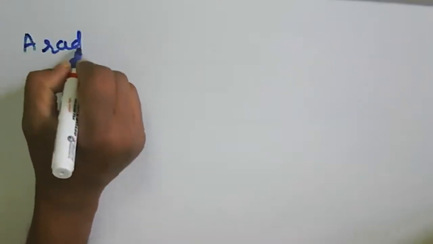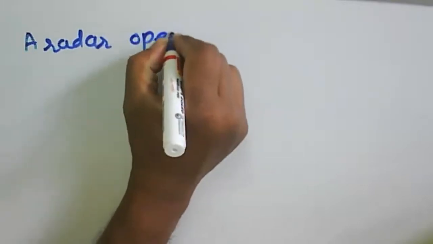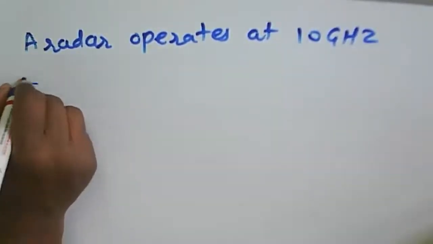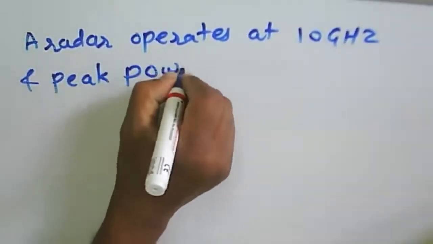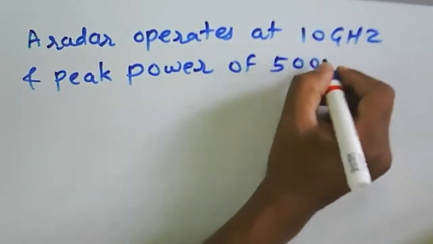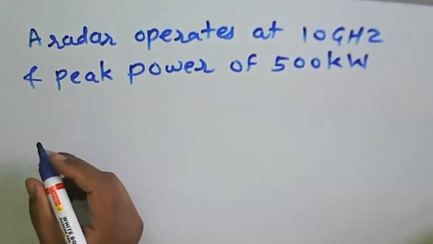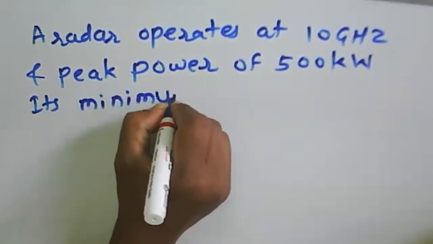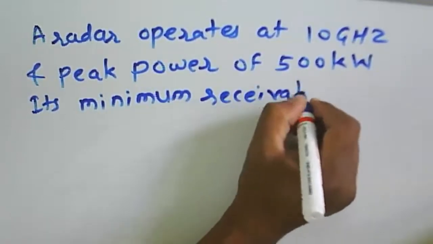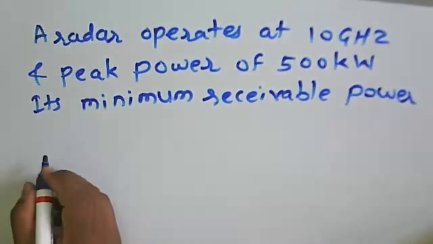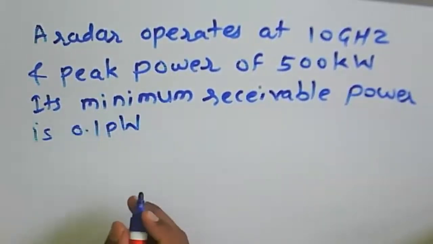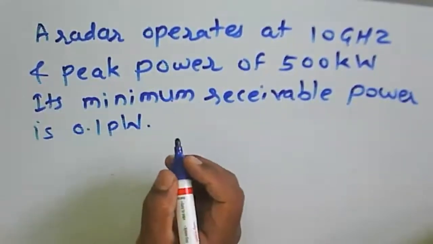A radar operates at 10 gigahertz and has a peak power of 500 kilowatt. Its minimum receivable power is 0.1 watt, just like we used earlier, that is 10 to the power minus 12.